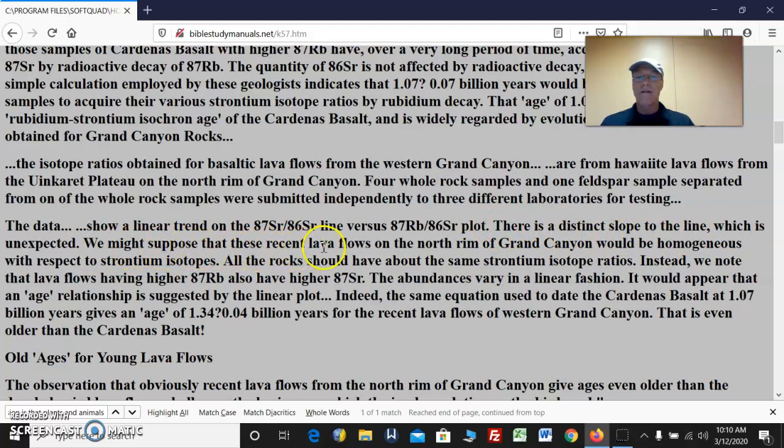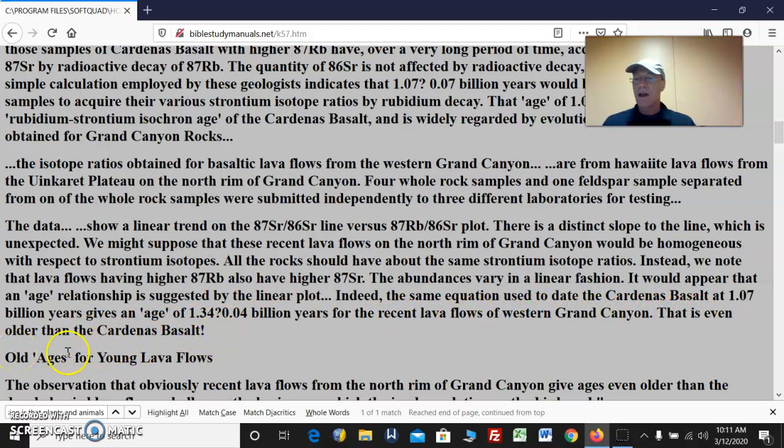We might suppose that these lava flows on the north rim of the Grand Canyon would be homogeneous with respect to strontium isotopes. All the rocks should have about the same strontium isotope ratios. Instead, we note that the lava flows having higher 87 rubidium also have higher 87 strontium. The abundances vary in a linear fashion. It would appear that an age relationship is suggested by the linear plot. Indeed, the same equation used to date the Cardenas basalt at 1.07 billion years gives an age of 1.34 billion plus or minus 0.04 billion years for the recent lava flows of western Grand Canyon. That is even older than the Cardenas basalt.